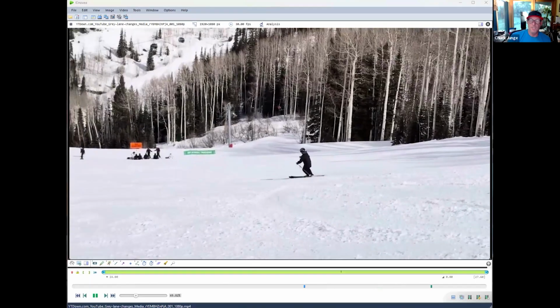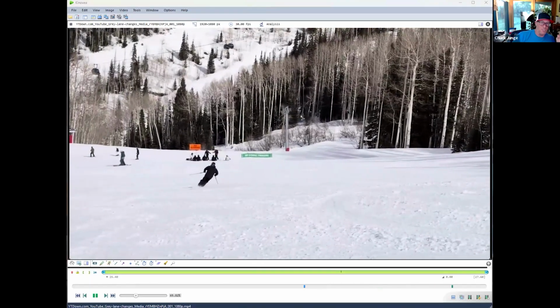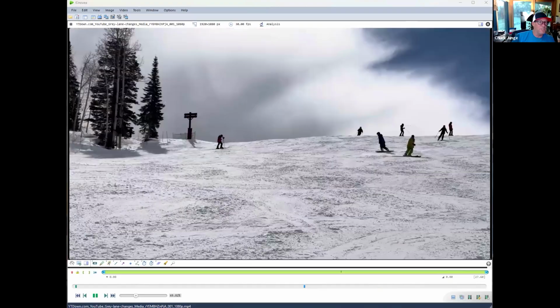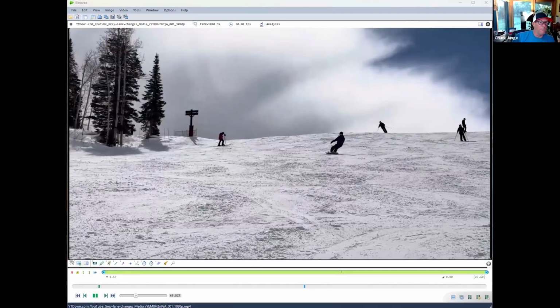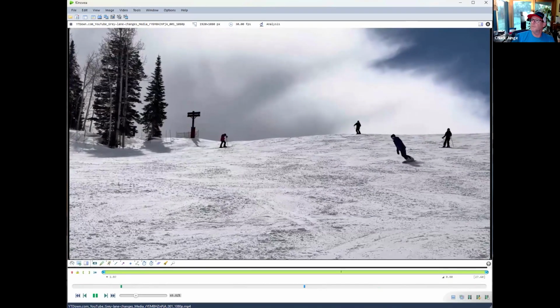We've got the other skier. We're going to take those same ideas that we just had and apply them to the other skier. Okay?